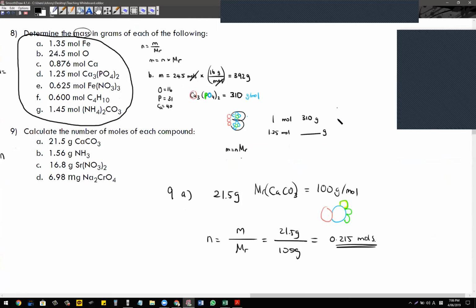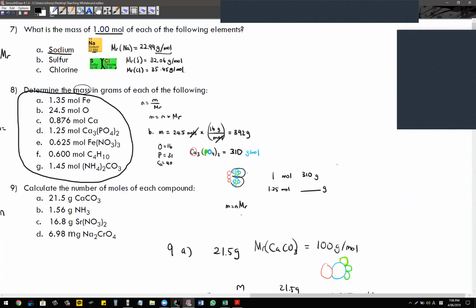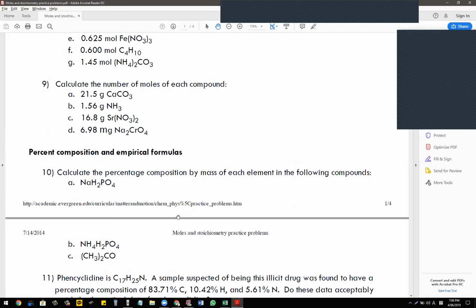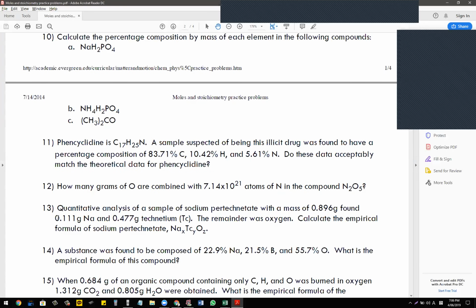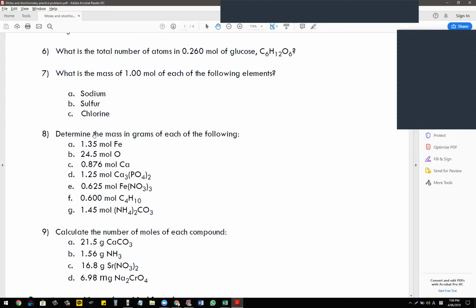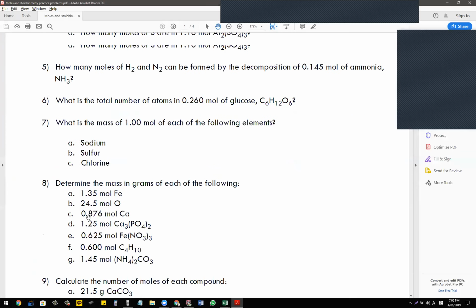Okay, I think we can call it a day here. So that's the only homework you have to go through. The other one is a little bit more complicated from question 10 onward. We're going to do that maybe next time. But I'm going to give you some homework based on molar mass and stuff like that.